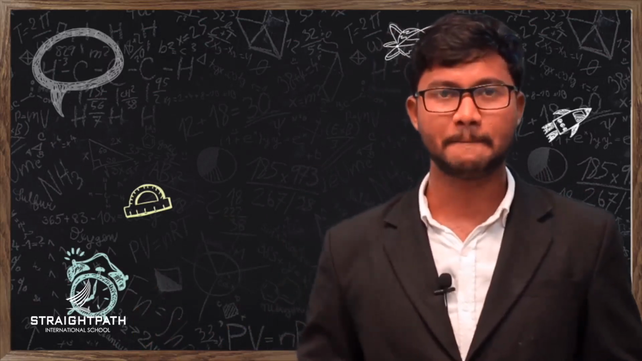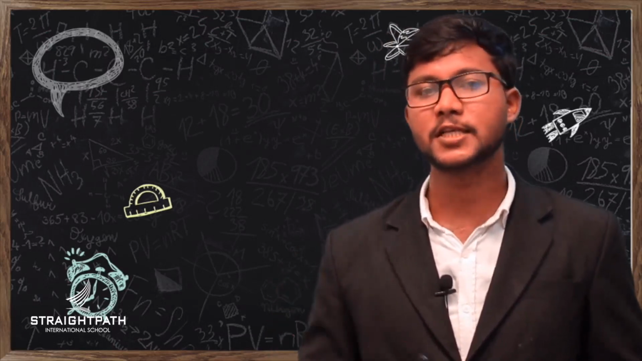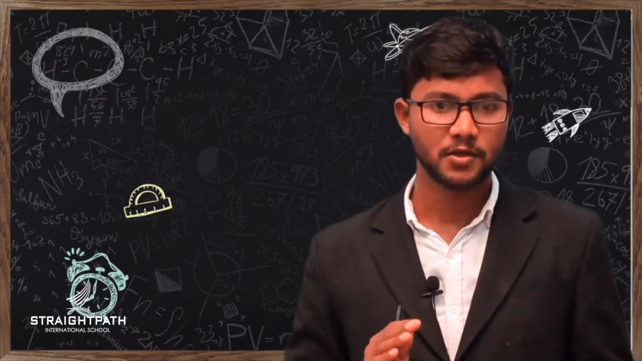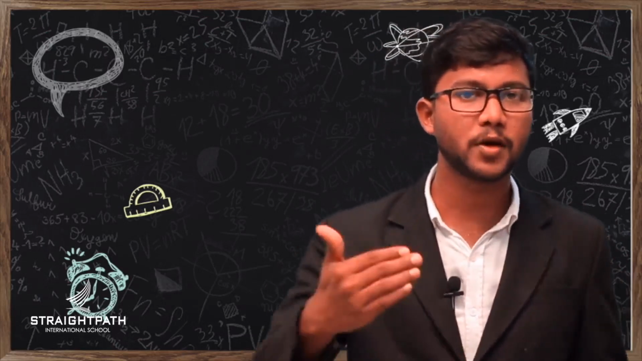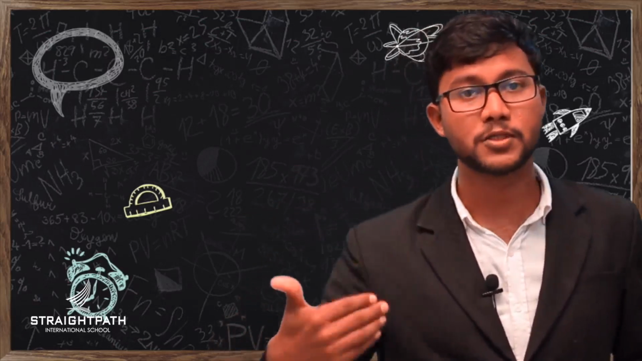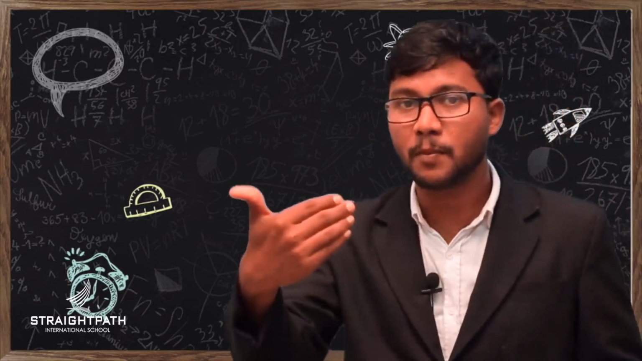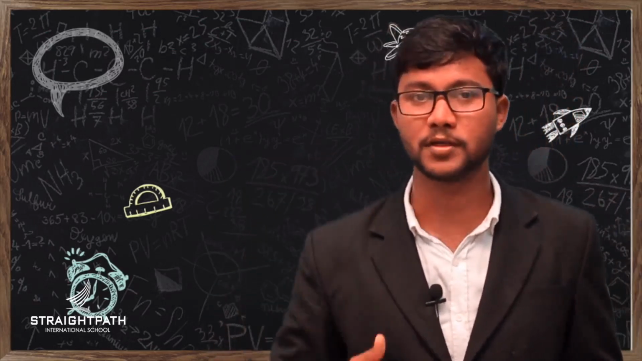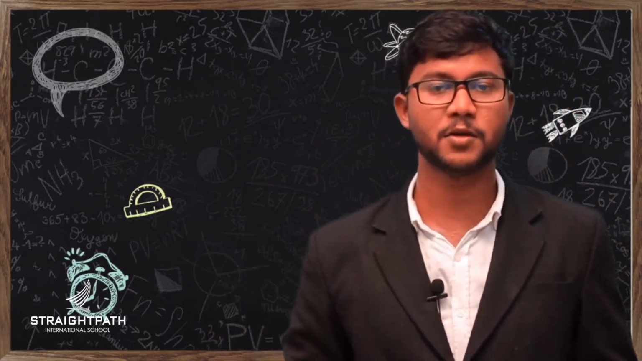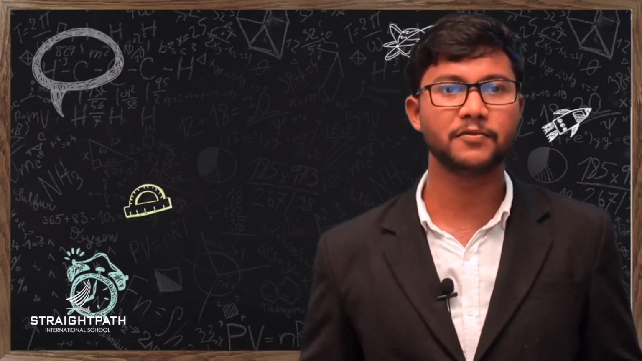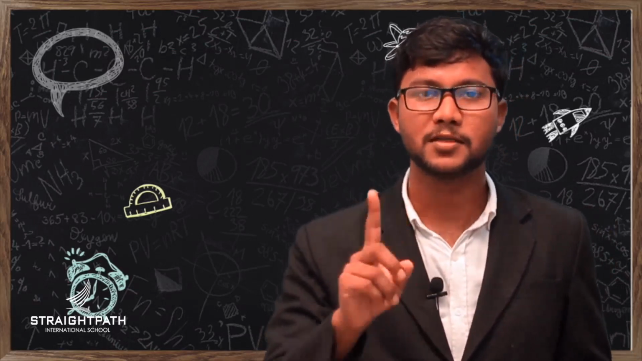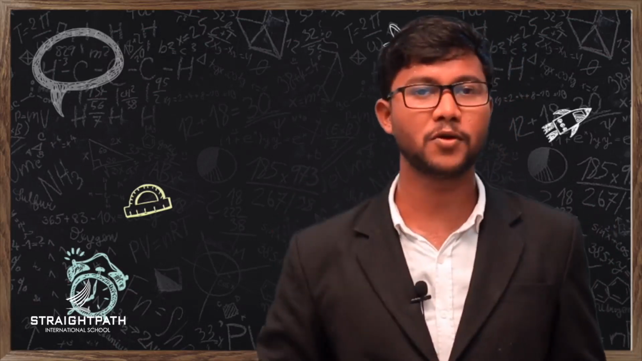Another contact force is friction. Friction is actually an opposing force. Why can you walk on a rough surface? You move forward as you apply force backward. You are applying the force towards the back, but you are moving forward. So who is responsible for your forward movement? That is nothing but the friction offered by the surface. That also comes under contact force. So friction is also an example of contact force.